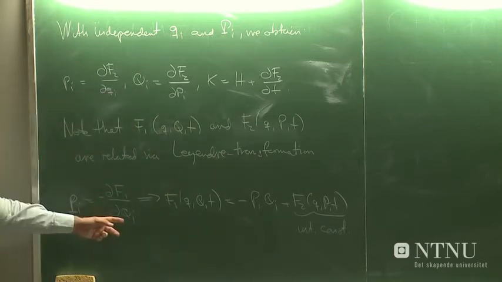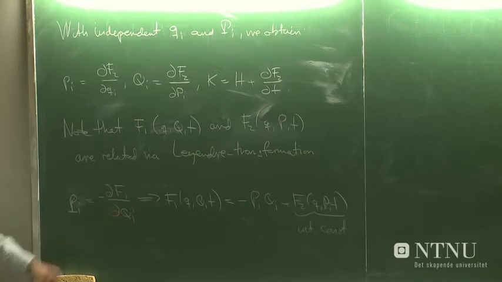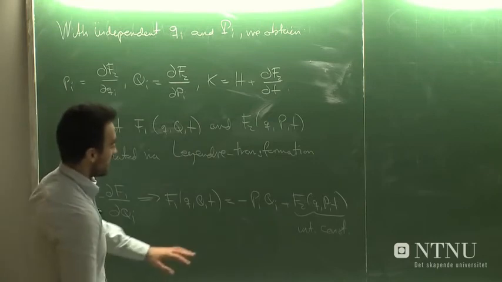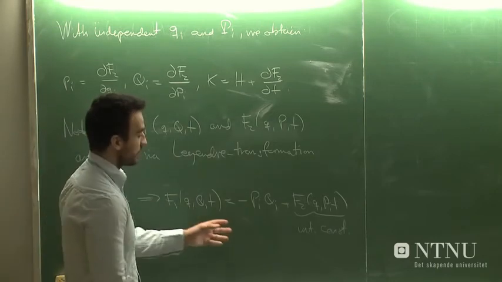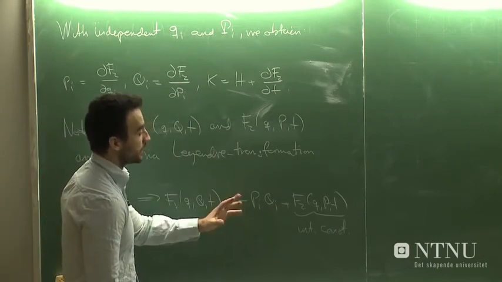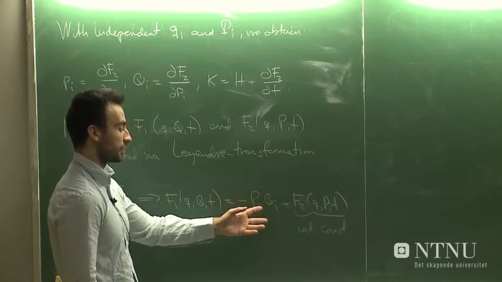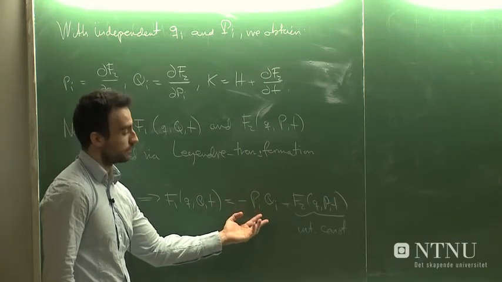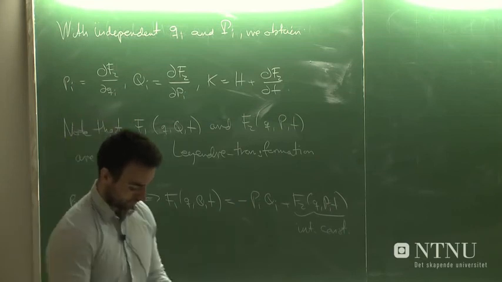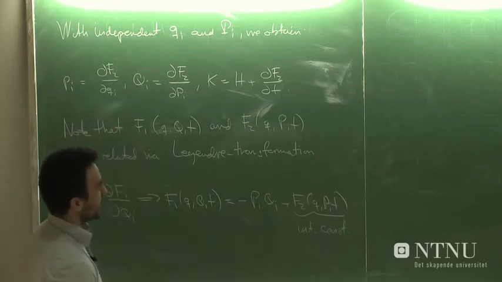So it has no dependence on large Q, which means that it vanishes when I take the partial derivative. And this is precisely Legendre transformation. They're related. Their difference is given by the product of the two variables we interchange. Okay, I think we'll take a break there.